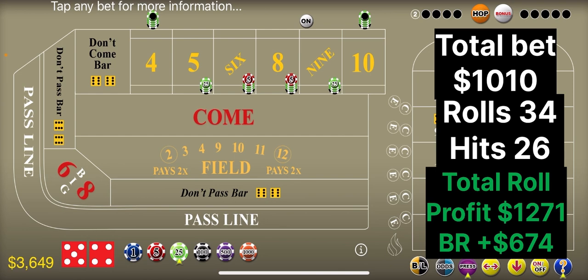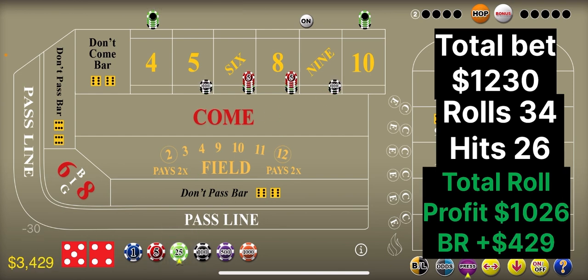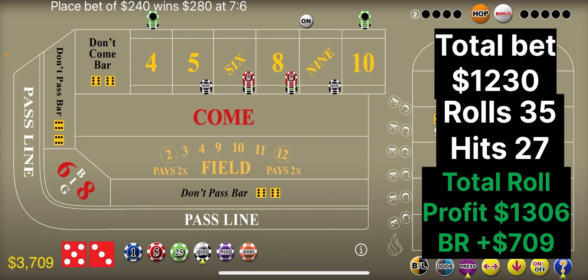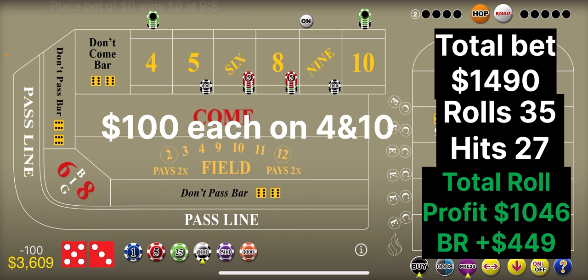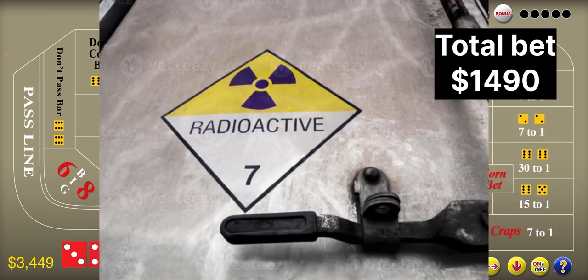So that won $210. We will put $220 on the inside. Hit the 8. The 8 won $280. We'll put $100 on the 4 and 10. We'll put $60 on the 6 and 8. 7 out. That was good though.